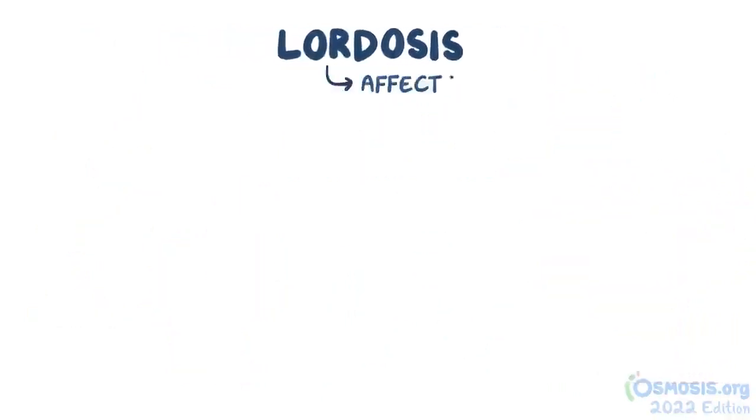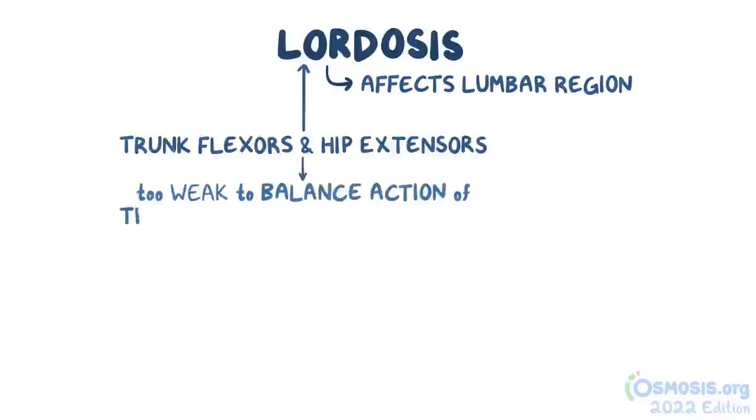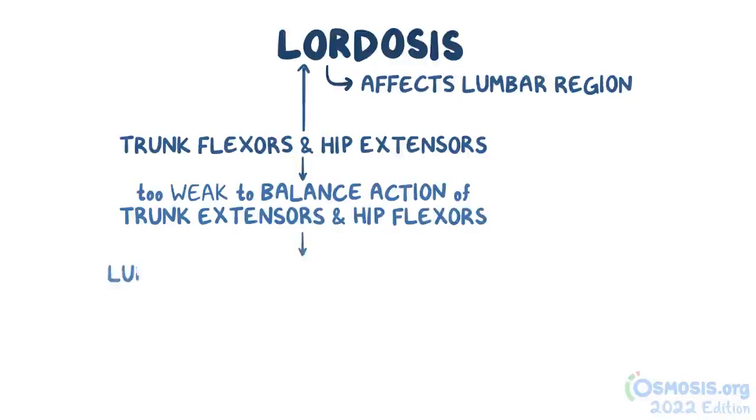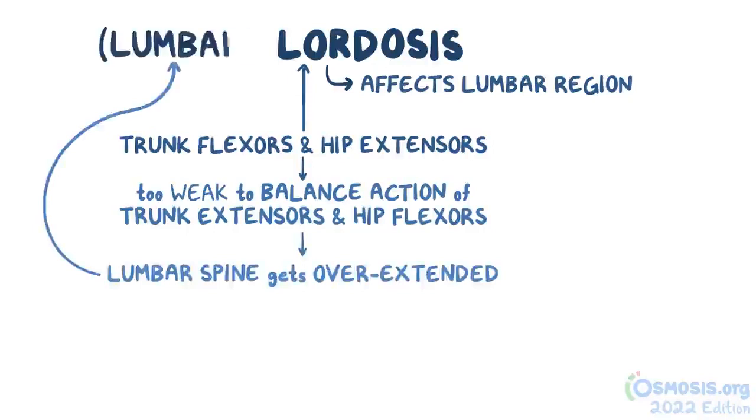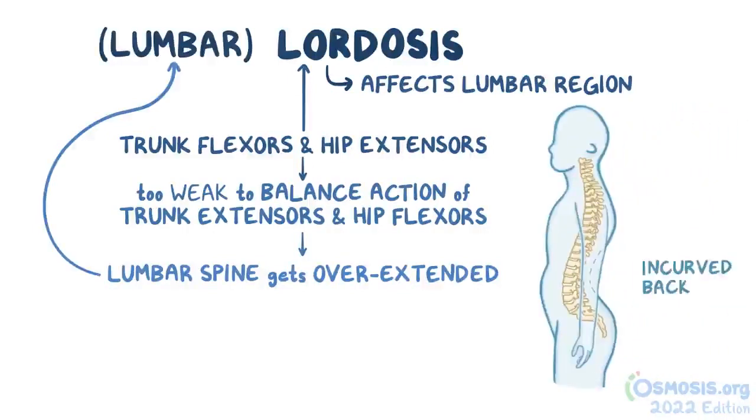Lordosis typically affects the lumbar region and can specifically result from the trunk flexors and the hip extensors becoming too weak to balance the action of trunk extensors and hip flexors. When that happens, the lumbar spine gets overextended, causing it to progressively curve inwards, causing lumbar lordosis. Lordosis results in an incurved back in the cervical or lumbar spine.